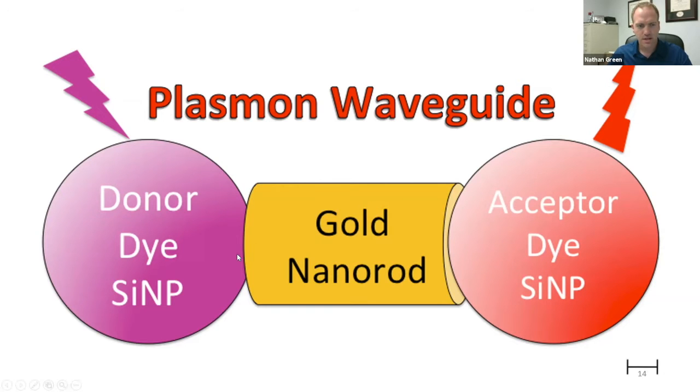And so what we'd like to do is take a dye-doped silicon nanoparticle and attach it to one side of a gold nanorod, and then take a different dye-doped silicon nanoparticle and put it on the other side of the gold nanorod. We would then excite the donor dye-doped silicon nanoparticle, so this guy on the left, see if it could transfer the energy into the gold nanorod along that plasmon, and then transfer the energy to an acceptor dye-doped silicon nanoparticle on the other side. So we put light in here and get light out over here.